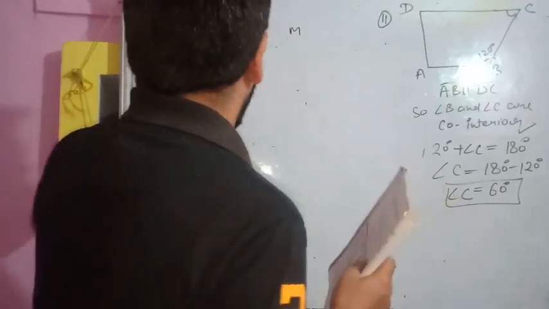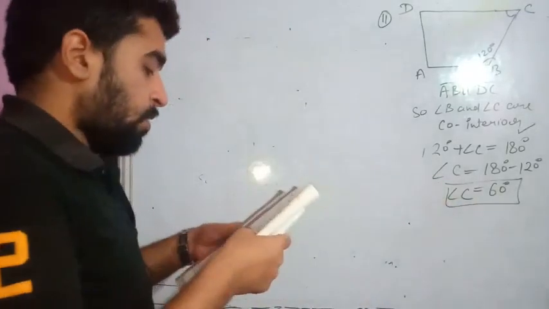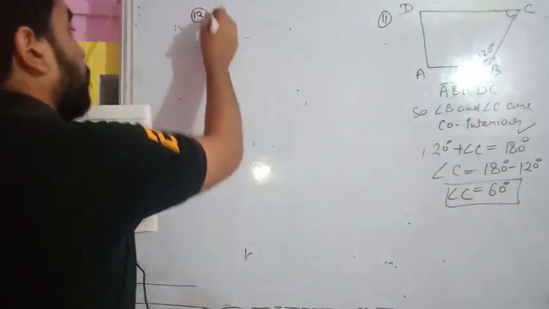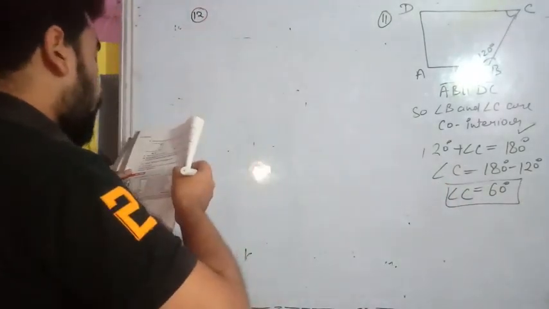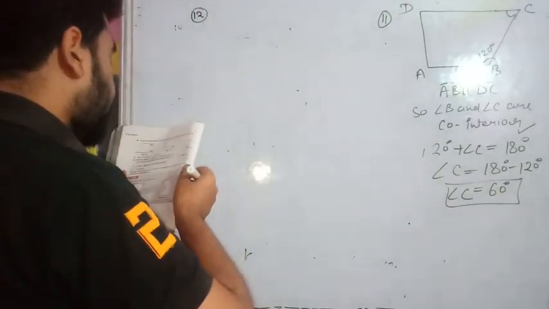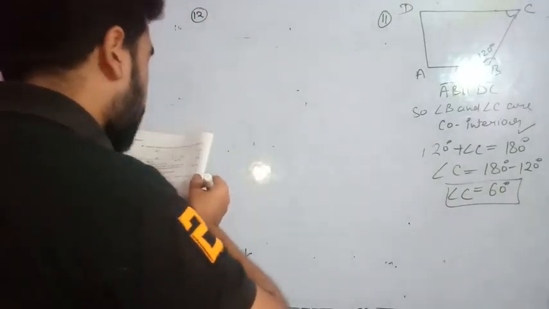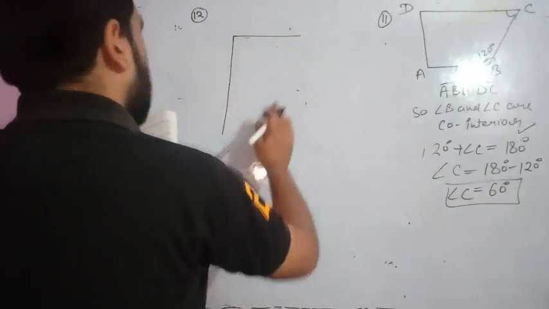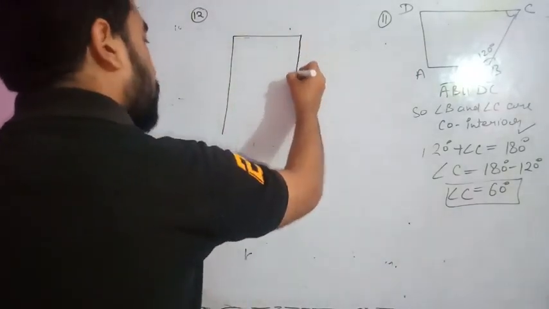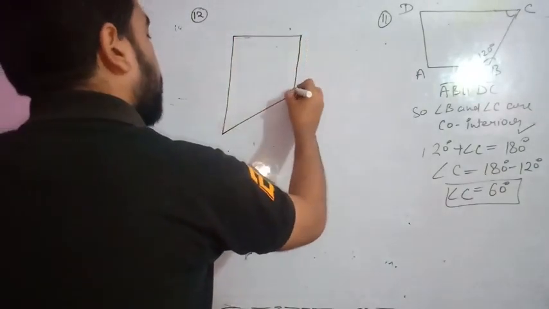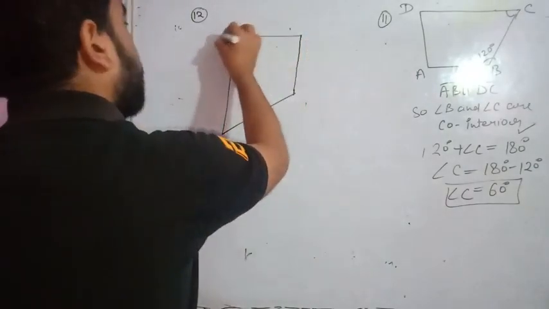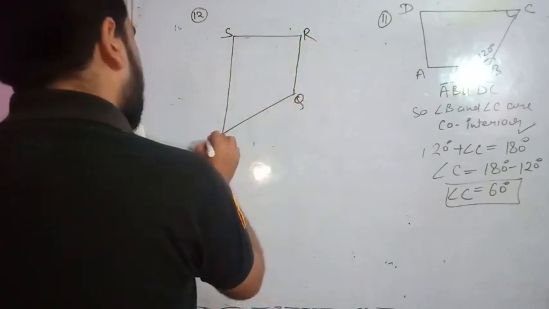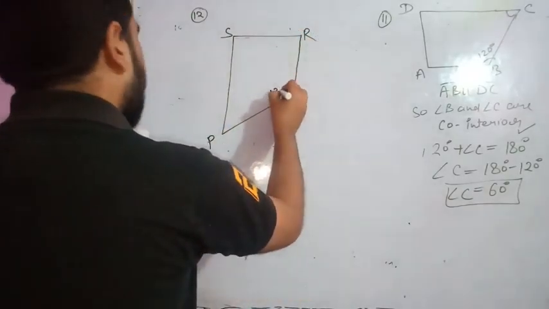Question number 12. Find the measure of angle P and angle S if SP is parallel to RQ. Let me draw the figure first. We have drawn the figure. S R Q P. This angle Q is 130 degree.